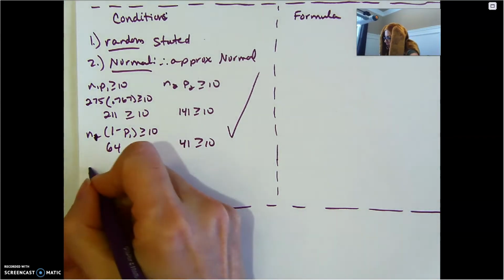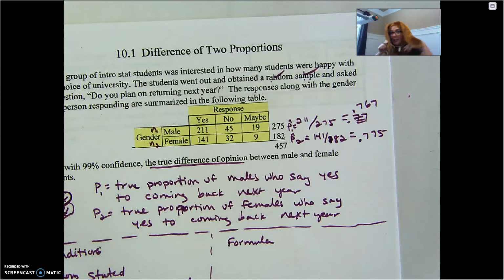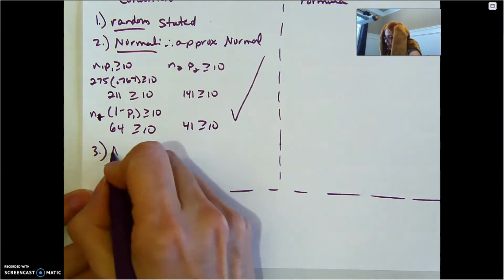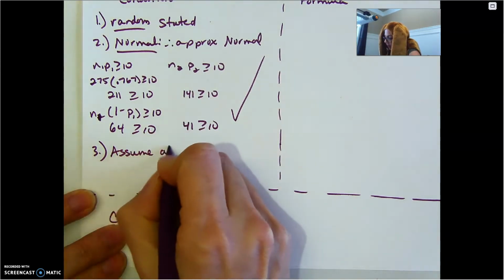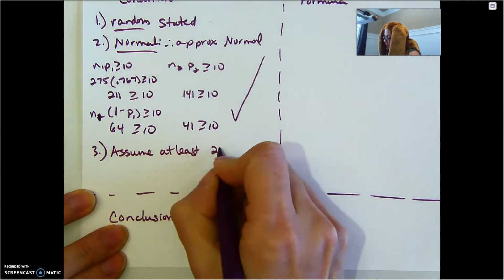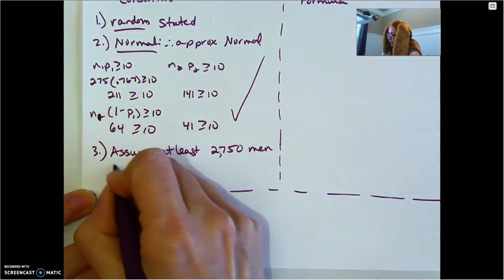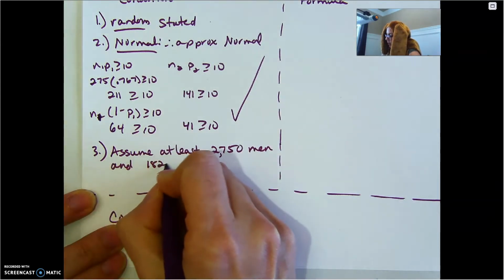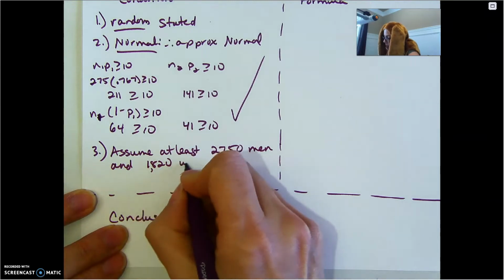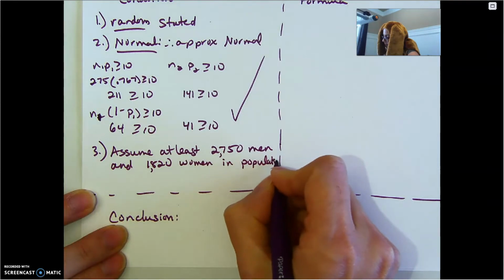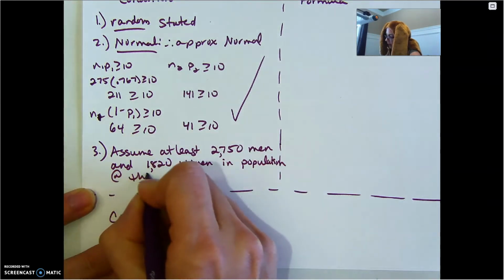Okay, and then the third thing, we got to make sure we didn't sample too many people. I don't know how many students are at this university. Oh no, so we're going to have to assume. All right, so for our 10% condition for independence, we need to assume at least 2,750. So 2,750 men. And 182, slap a 0 on it, women in population at this university.